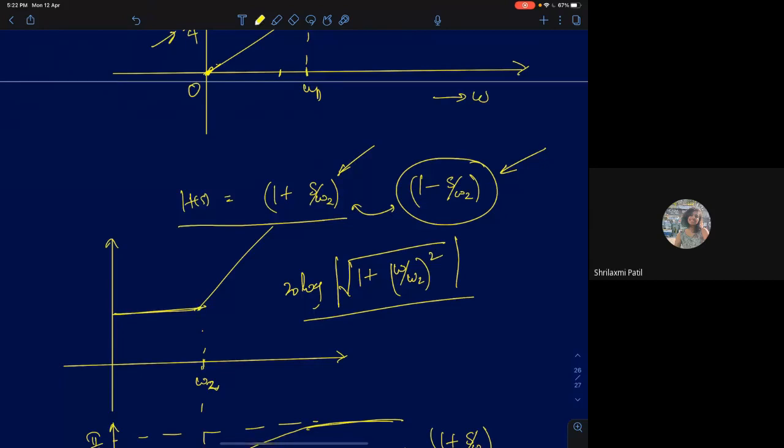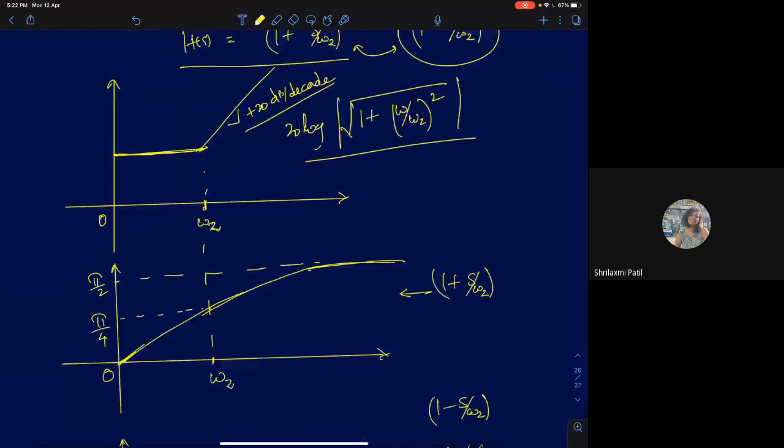So this is an asymptotic plot. You'll show them as straight lines. Starting from 0, it will be a constant line. After you encounter the 0, the graph will increase at the rate of plus 20 decibels per decade. It will increase with the slope of plus 20 decibels per decade, and that's the same for both functions. The magnitude response is exactly the same for both the functions.